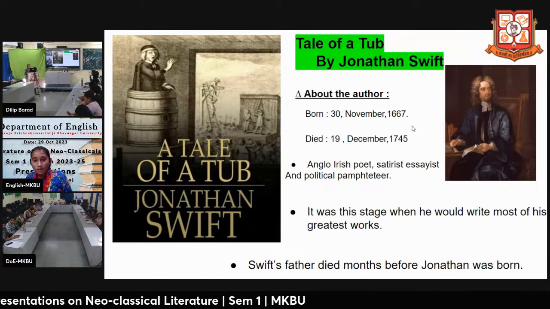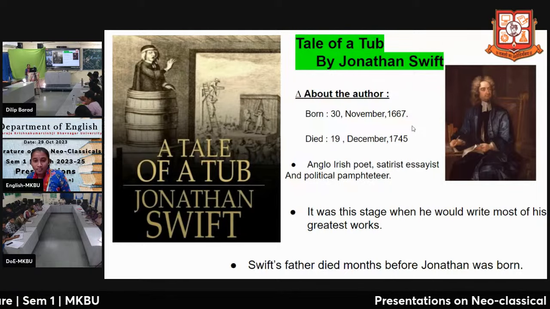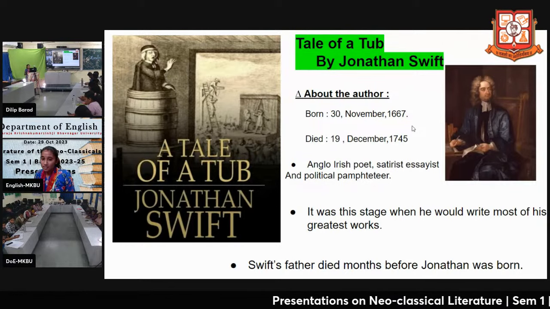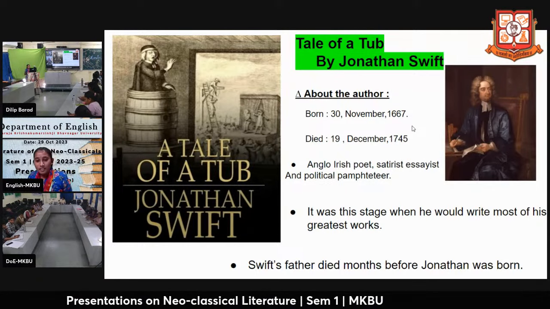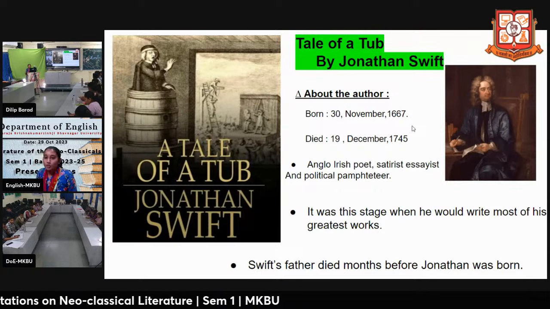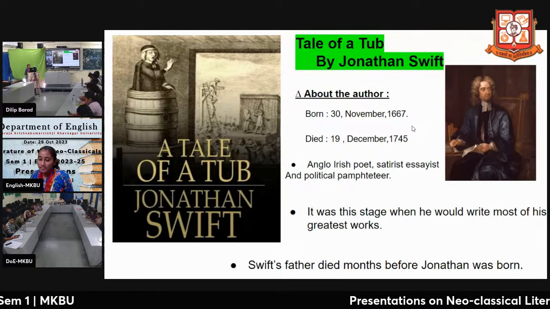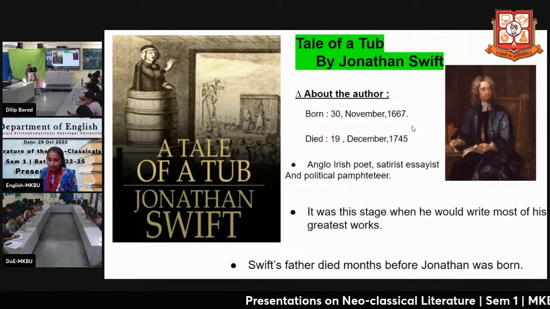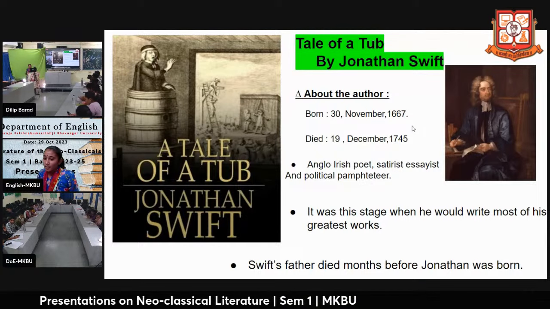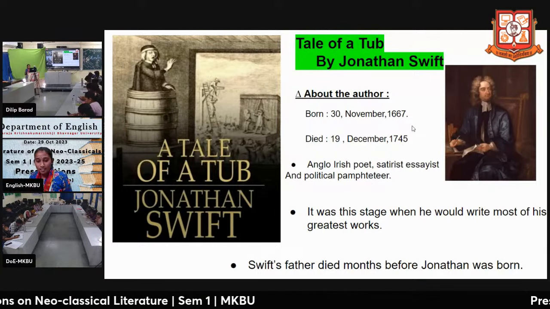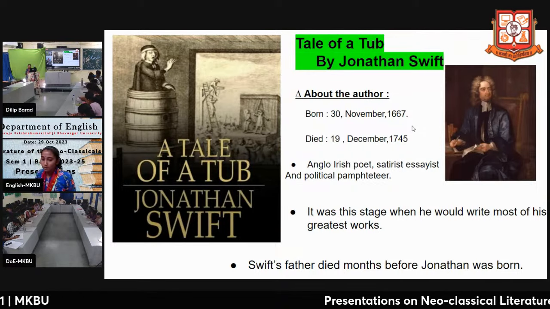Tale of a Tub by Jonathan Swift. About the author: born 13th November 1667, died 19 December 1745. Jonathan Swift was an Anglo-Irish poet, satirist, essayist, and political pamphleteer. It was in these days that he would write most of his greatest works. Swift's father died months before Jonathan was born.